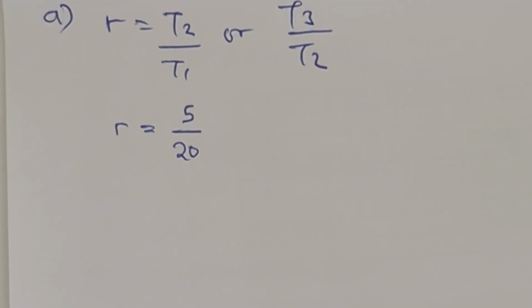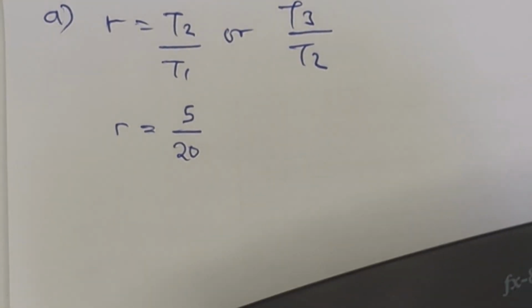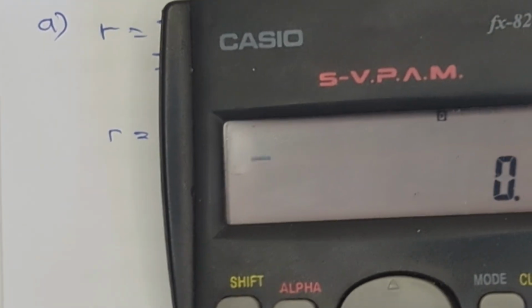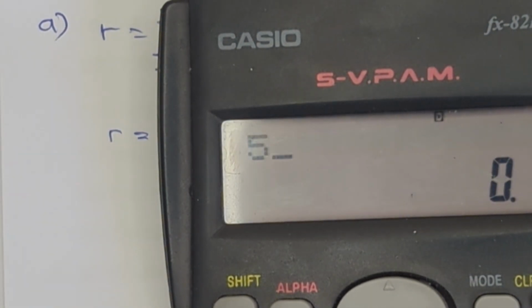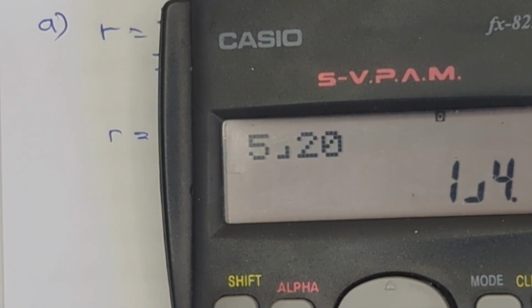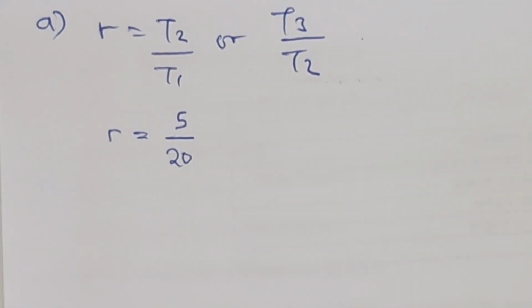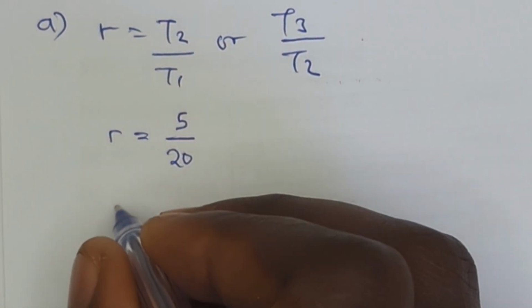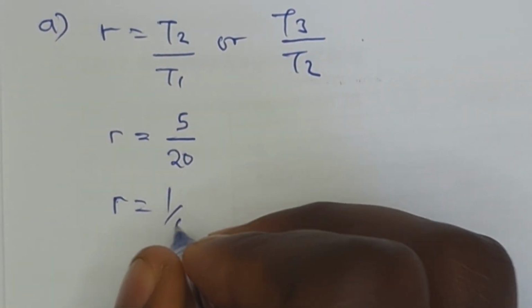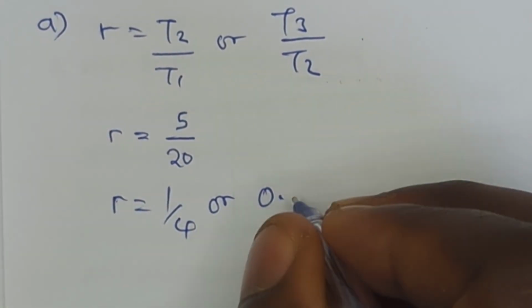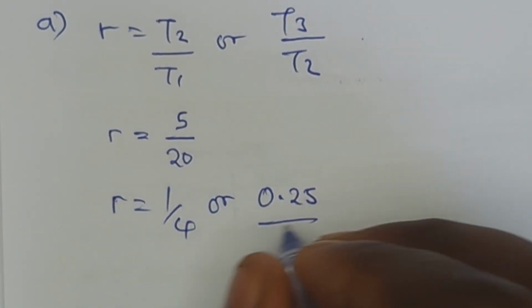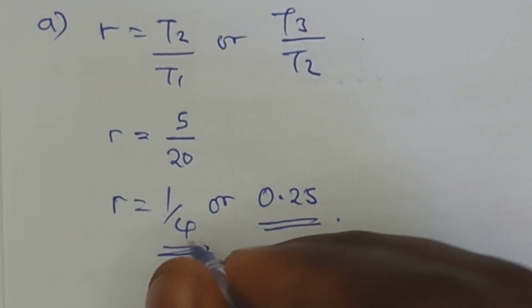So we can simplify this one. That is 5 over 20. This gives us 1/4, in decimal that is 0.25. So R is equal to 1/4 or 0.25. This is our common ratio.